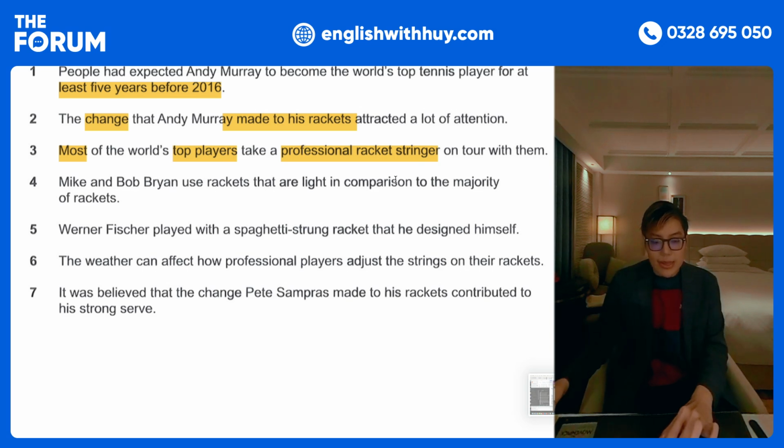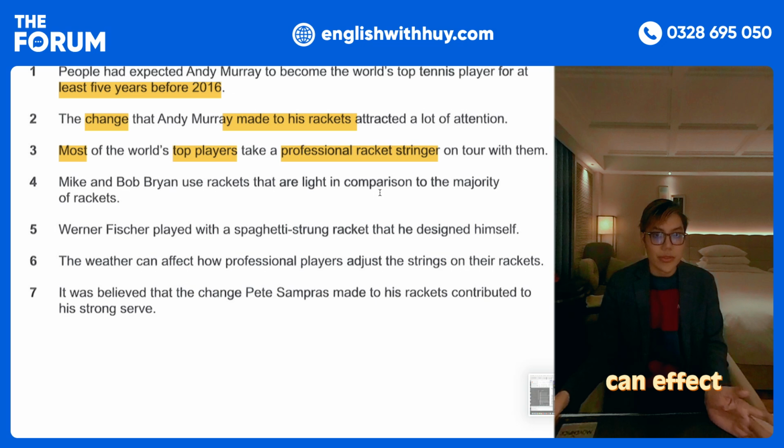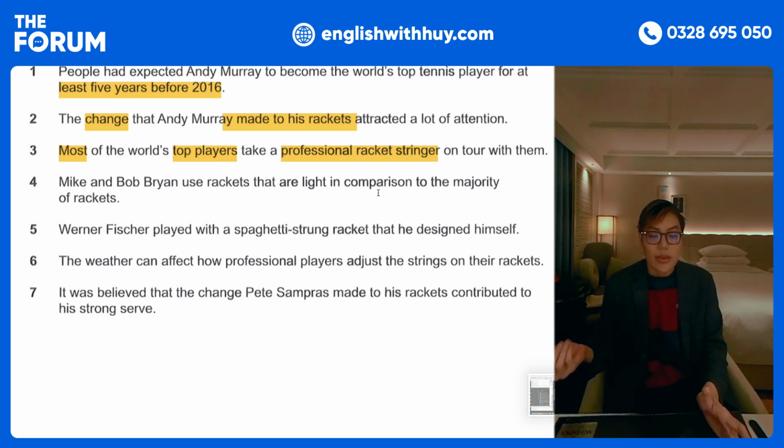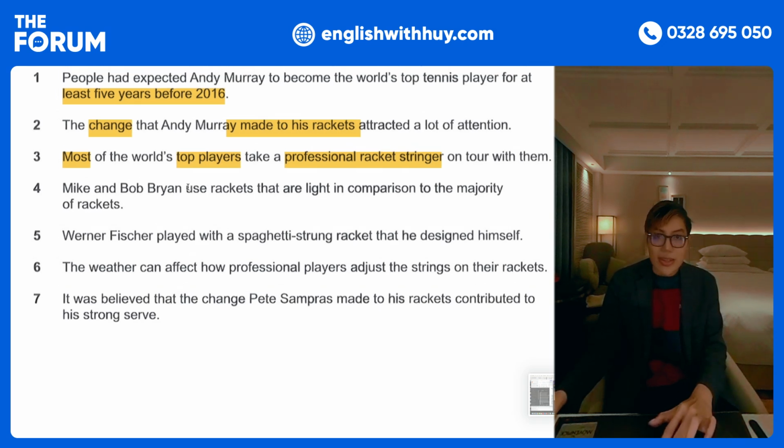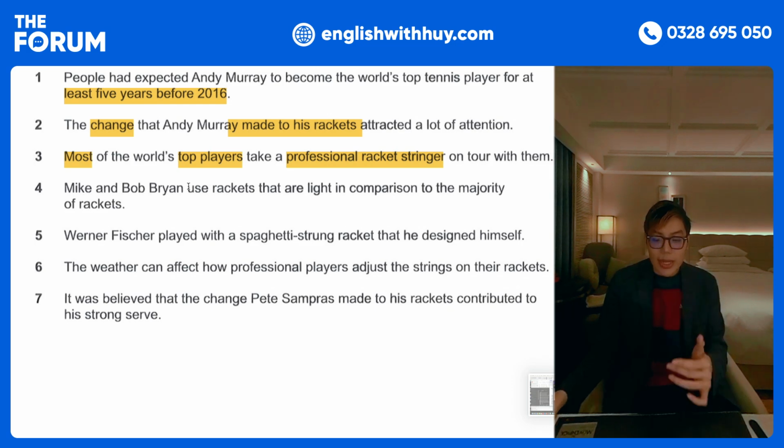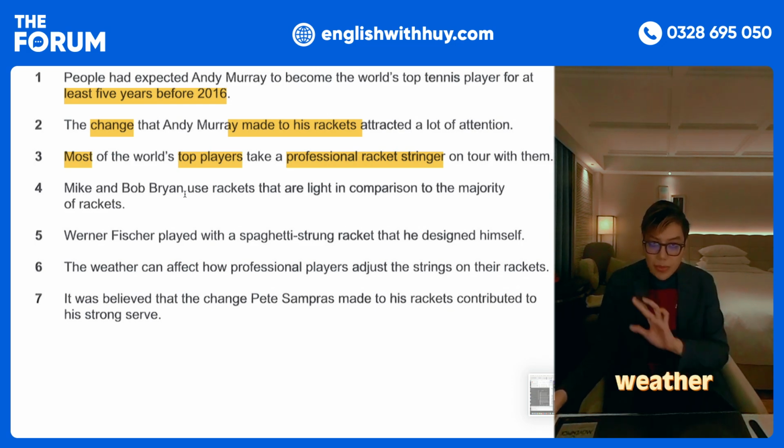Number 6, the weather can affect how professional players adjust the strings on their rackets. So when you see here, very easy to negate this statement. You want to focus on the words can affect. So if the weather does have an influence, the answer will be true. But if it does not have any influence whatsoever, the answer will be false. So very easy to find the keyword. I would pick out the word weather immediately.